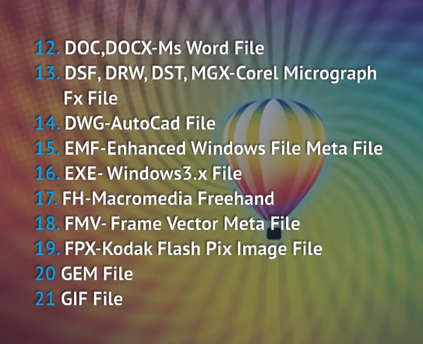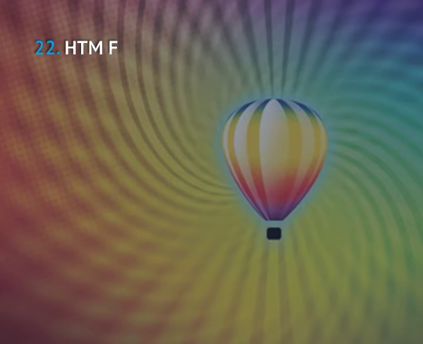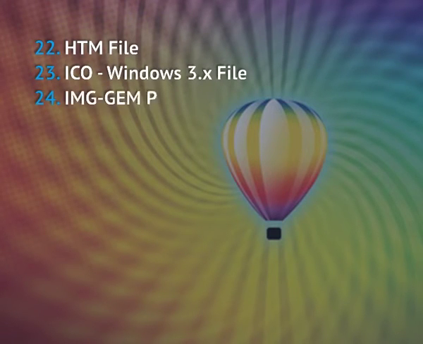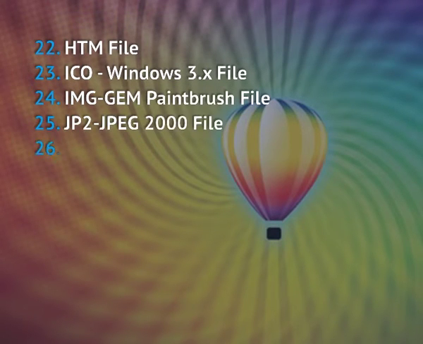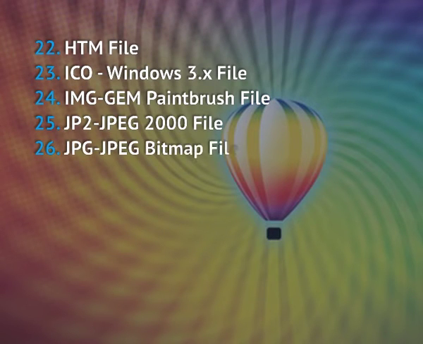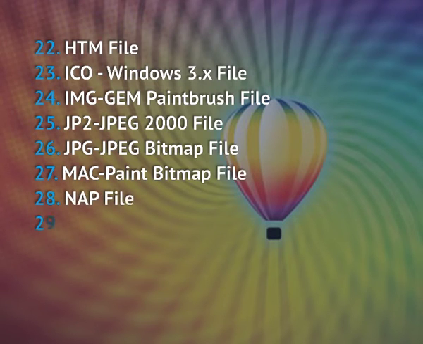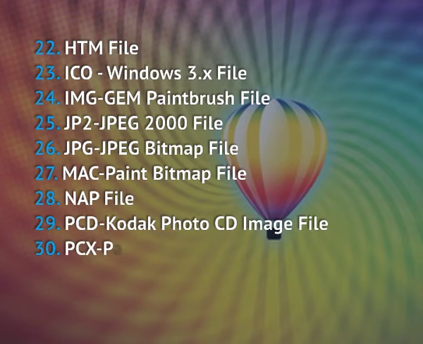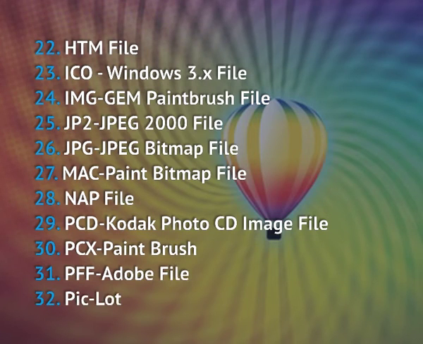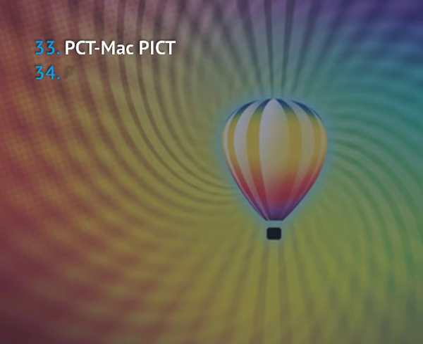GEM file, GIF file, HTM file. ICO, Windows 3.x file. IMG, GEM Paintbrush file. JP2, JPEG 2000 file. JPG, JPEG Bitmap file. MAC, MacPaint Bitmap file. NAP file. PCD, Kodak Photo CD Image file. PCX, Paintbrush. PFF, Adobe file. PIC, Lotus PIC file.